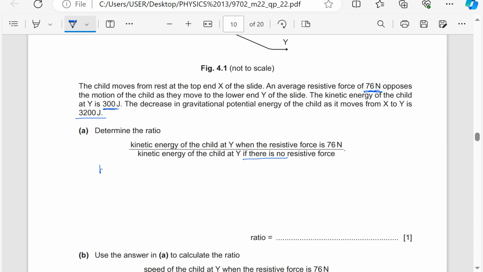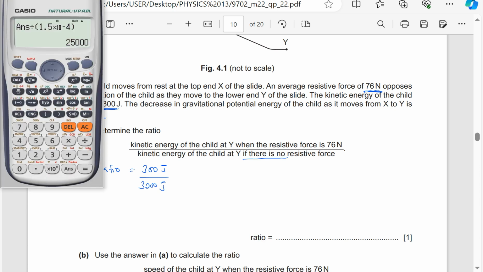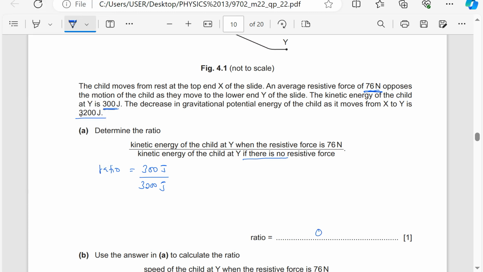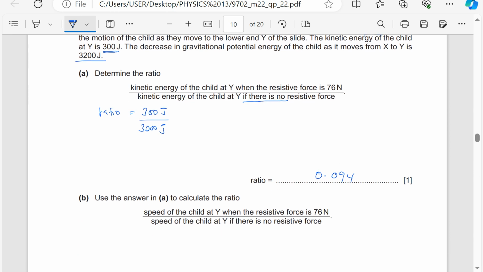So the ratio here is simply going to be 300 joules, that is if there is resistive force, over 3,200 joules if there was no resistive force. So 300 divided by 3,200, which is 0.094. So that is going to be the ratio here.